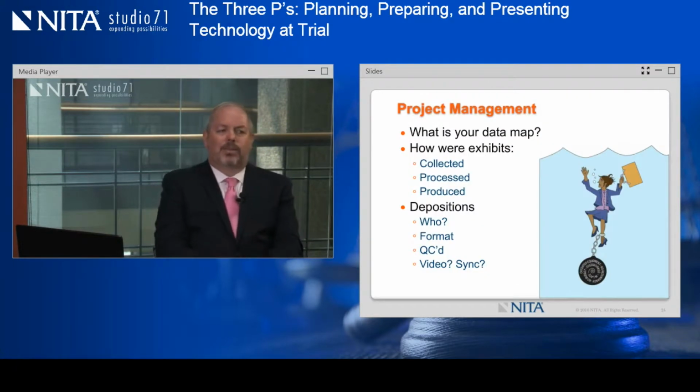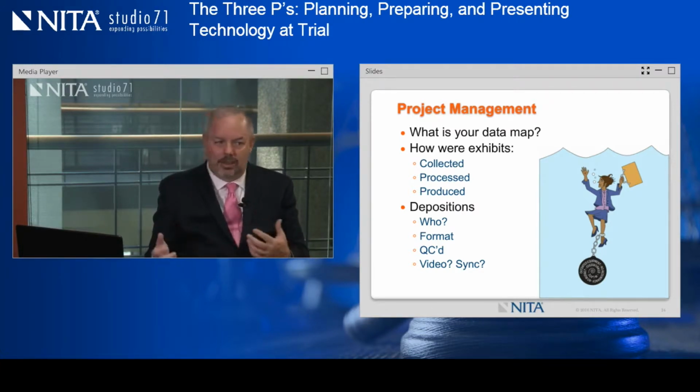One of the biggest problems firms experience is inadequate project management. Teams simply don't know their data map of case information, whether it's exhibits or video. For example, who has been deposed? Was the depo videoed, and has the video been synced and QC'd? Having this info in a project plan saves time and money.